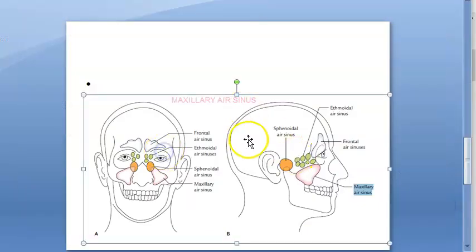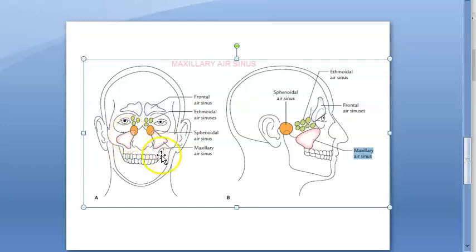So that's it, guys. So here we are showing you the sinuses. You can see the maxillary sinus in pink, ethmoidal sinus in green, okay.